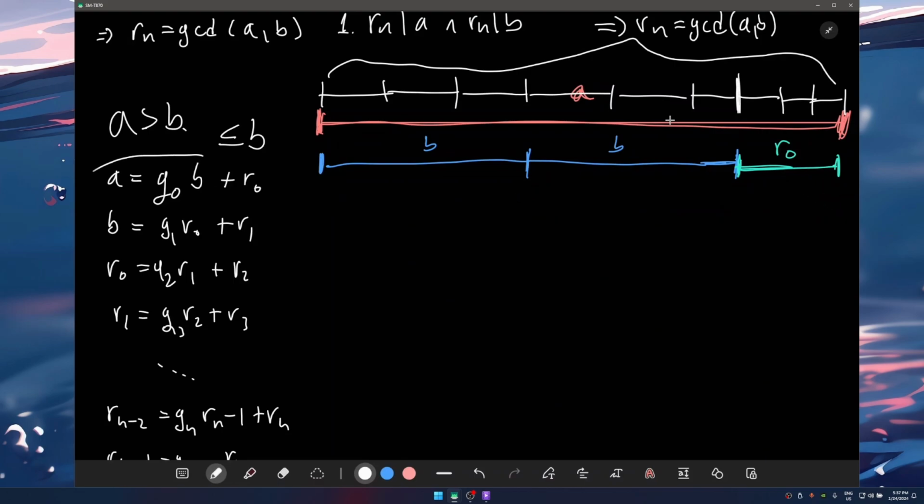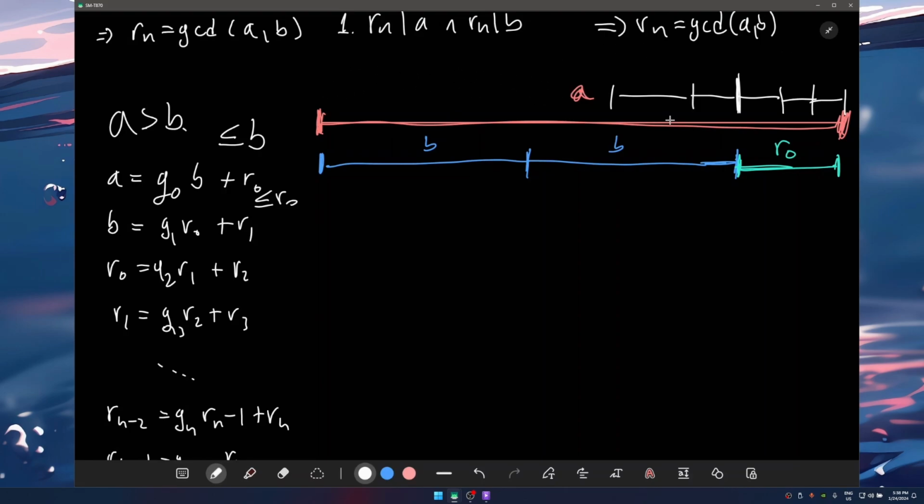So what this division did is that it brought our search space into a smaller search space. We now know that our GCD is smaller than R0. So what do we try next? Well, logically, we try R0, and we see if R0 fits in here.